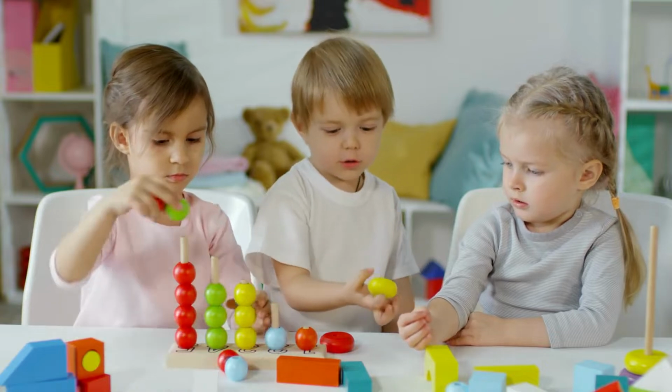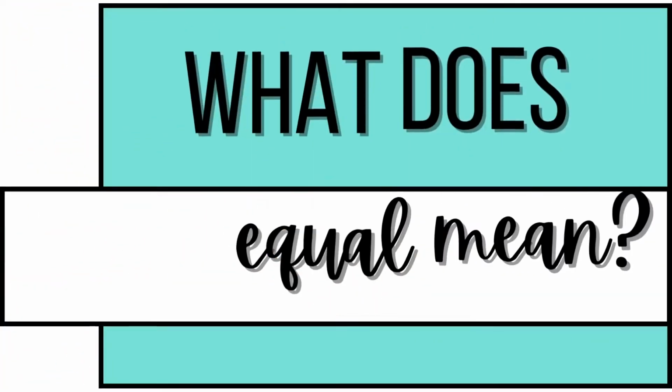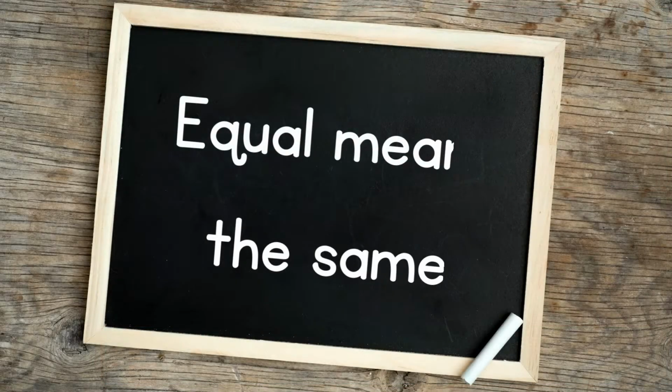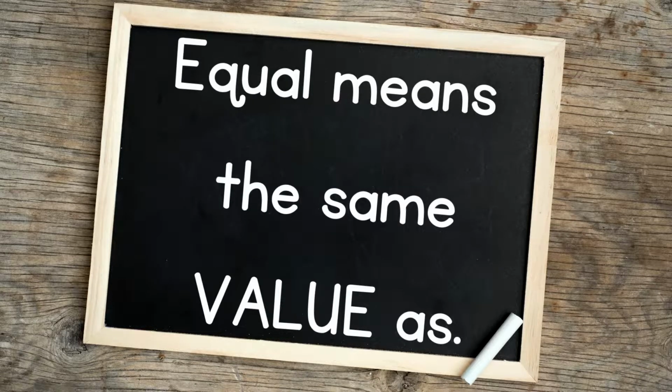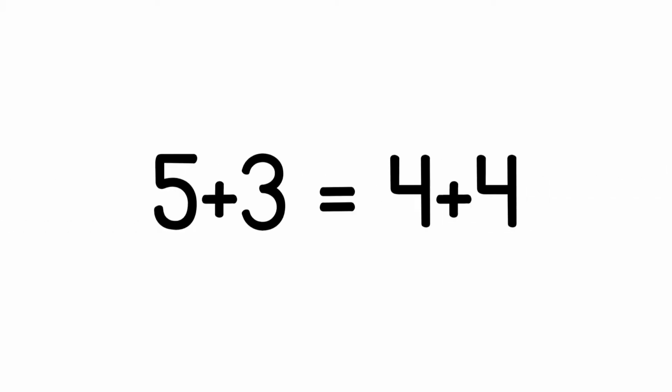Let's start with a simple question that is the entire basis for learning about balanced equations. What does equal mean? Students are usually taught that equal means the same, but I personally think it's better to tell them that equal means the same value as. So when they read an equation, they would say 8 is the same value as 5 and 3, or 5 and 3 is the same value as 4 and 4.